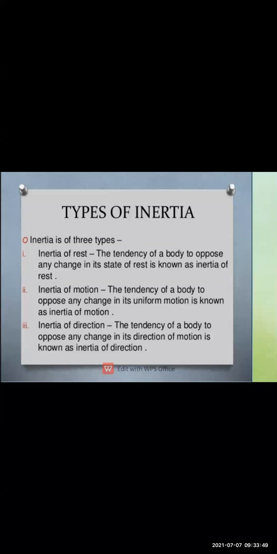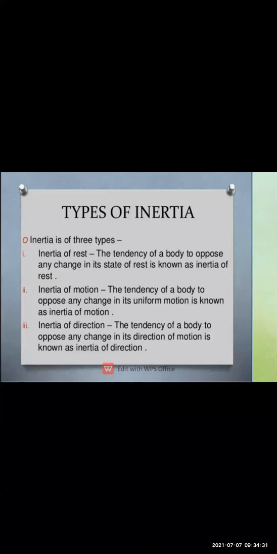Okay, then directional inertia. In directional inertia, the tendency of the body to oppose any change in the direction of motion is called inertia of direction. Means the body opposes the change in direction. For example, when a vehicle is in motion and it takes a sudden turn towards the left or right side, the persons sitting in the vehicle are thrown in the opposite direction to the direction in which the vehicle is going.